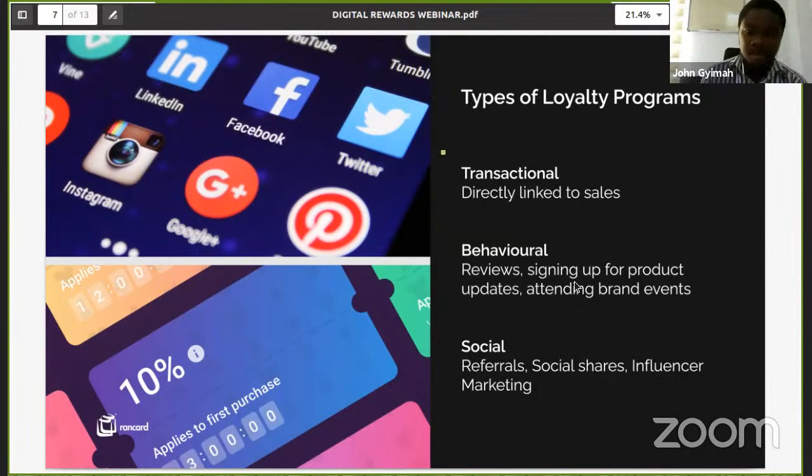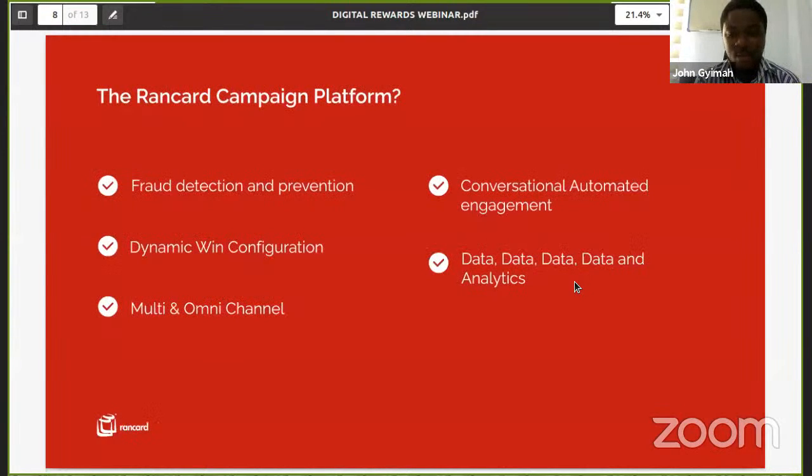So outside of the types, what we've been talking about generally has to do with the industry and what we see micro loyalty programs to be.